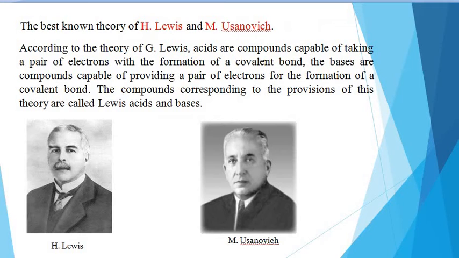The best known is the theory of Lewis and Usanovich. According to the theory of Lewis, acids are compounds capable of taking a pair of electrons with the formation of a covalent bond. The bases are compounds capable of providing a pair of electrons for the formation of a covalent bond. The compounds corresponding to the provisions of this theory are called Lewis acids and bases.